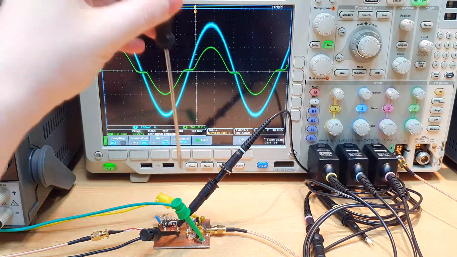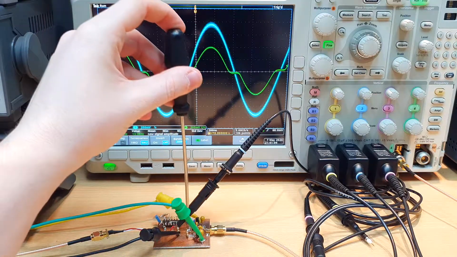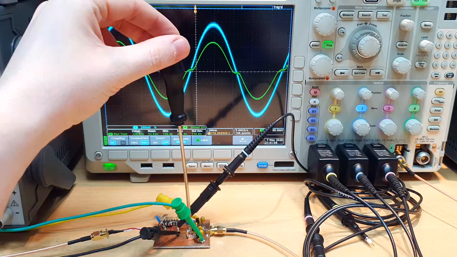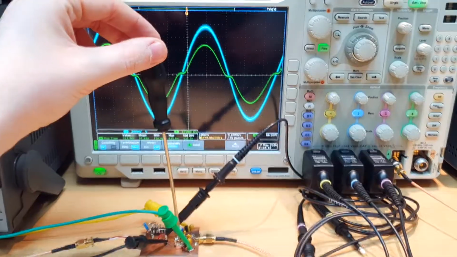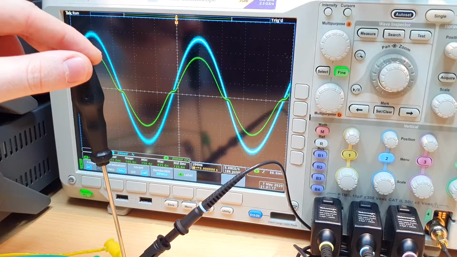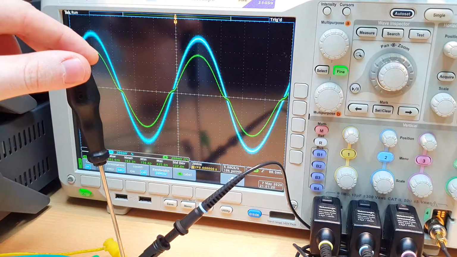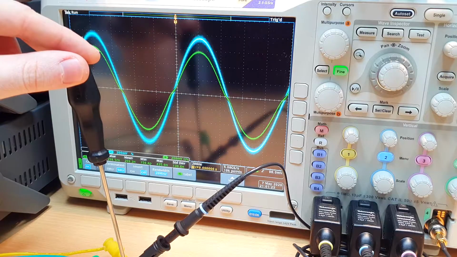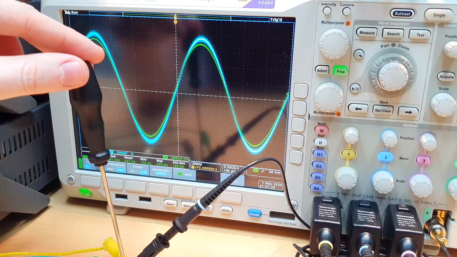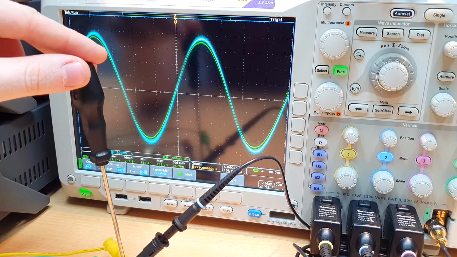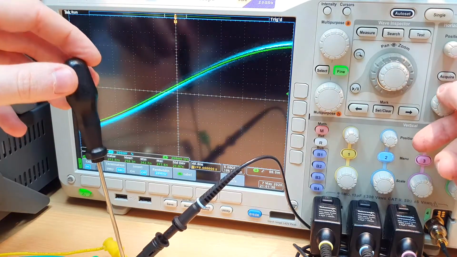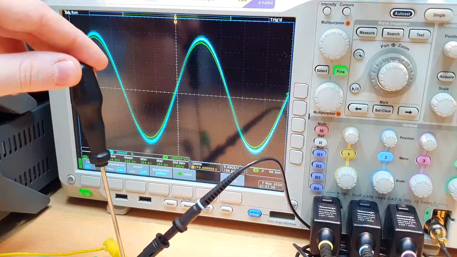Let's see what happens when we increase the biasing. I start to increase the biasing now. Look at the waveform. Here we are starting to get into class AB. I think here we are in class AB. The crossover distortion is gone. No crossover distortion. It's like magic.